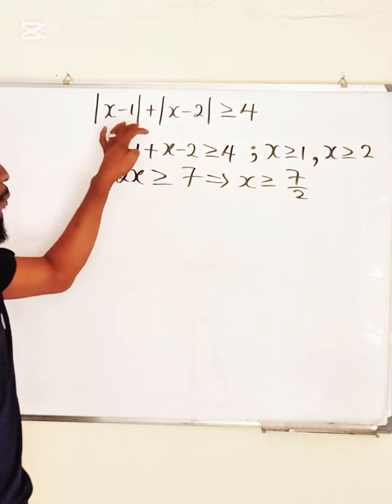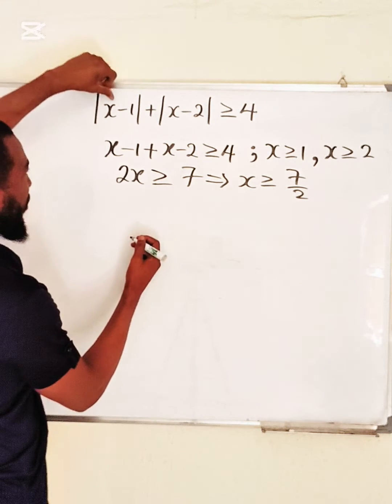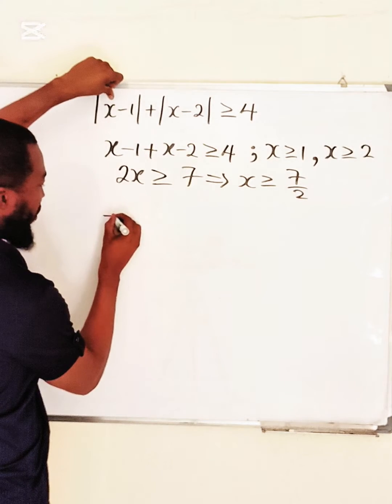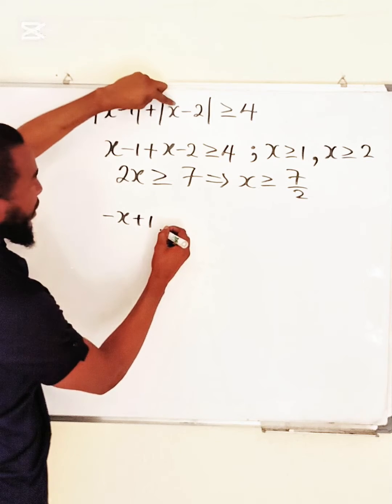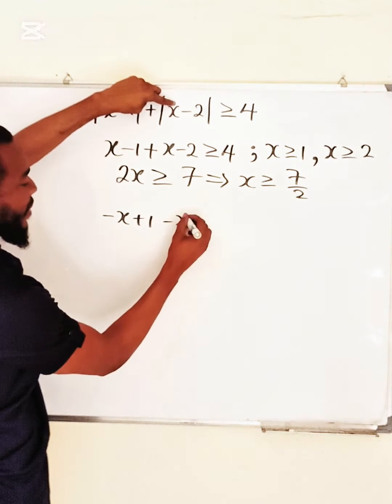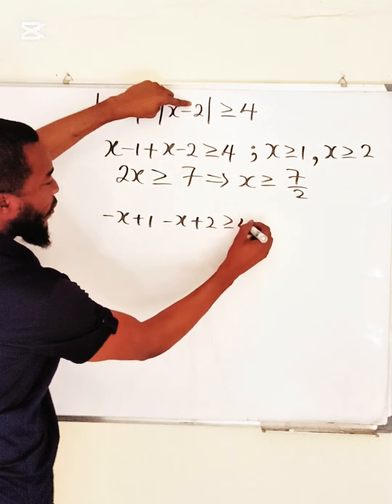Then we are going to assume both are negative. If this is negative, we are going to negate everything. This times negative will be negative x. This times negative will be positive 1. Then this times negative will be negative x. This times negative will be positive 2, greater than or equal to 4.